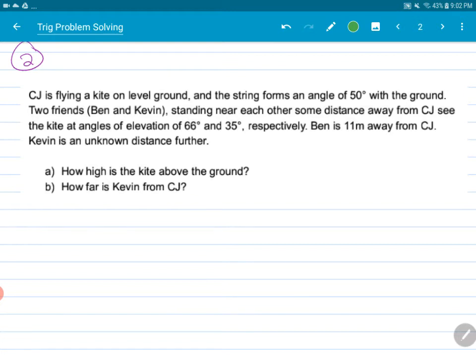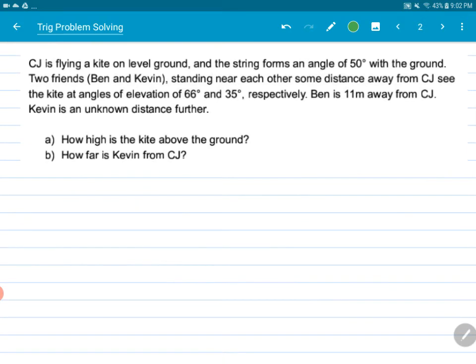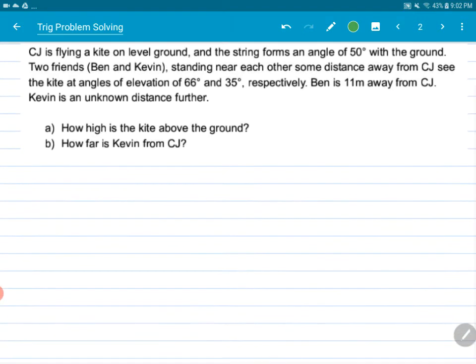So there's two parts here, part A and B. We're going to do part A together. And part B, I'm going to let you try on your own, and I will post a PDF with the full solutions so you can check your answers. So again, as I said before, the first thing that you want to do is draw yourself a picture, or else this is just a whole bunch of words that don't make any sense.